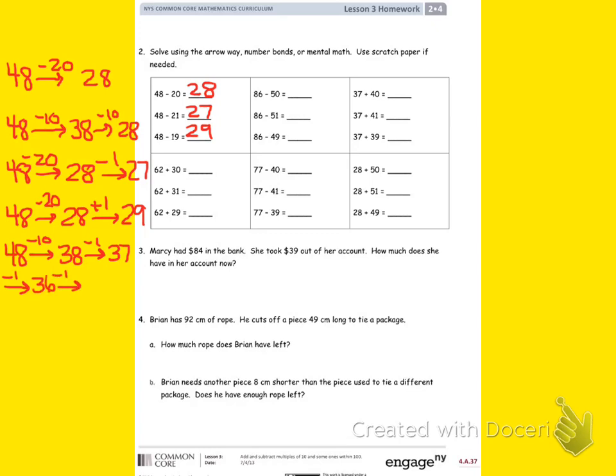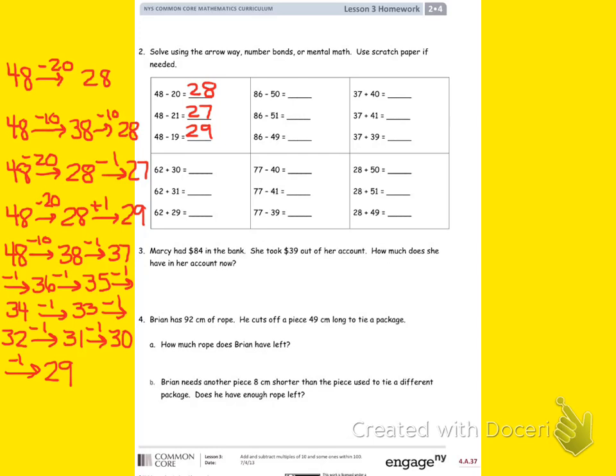Minus 1 is 35. Minus 1 is 34. Minus 1 is 33. Minus 1 is 32. Minus 1 is 31. Minus 1 is 30. Minus 1 is 29.